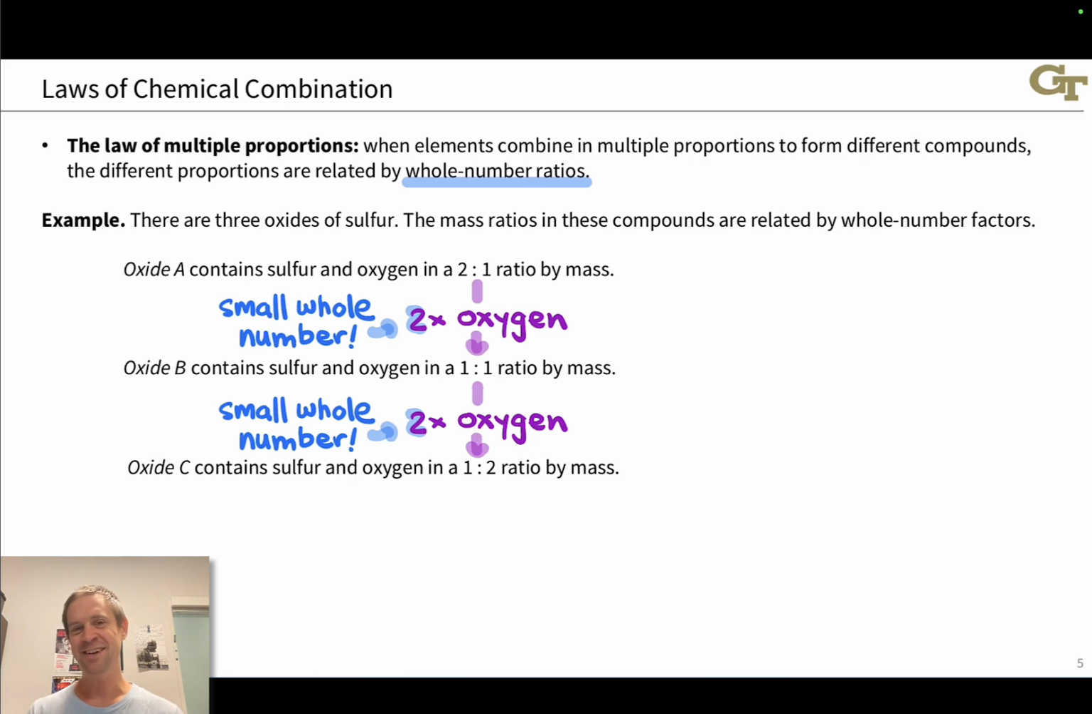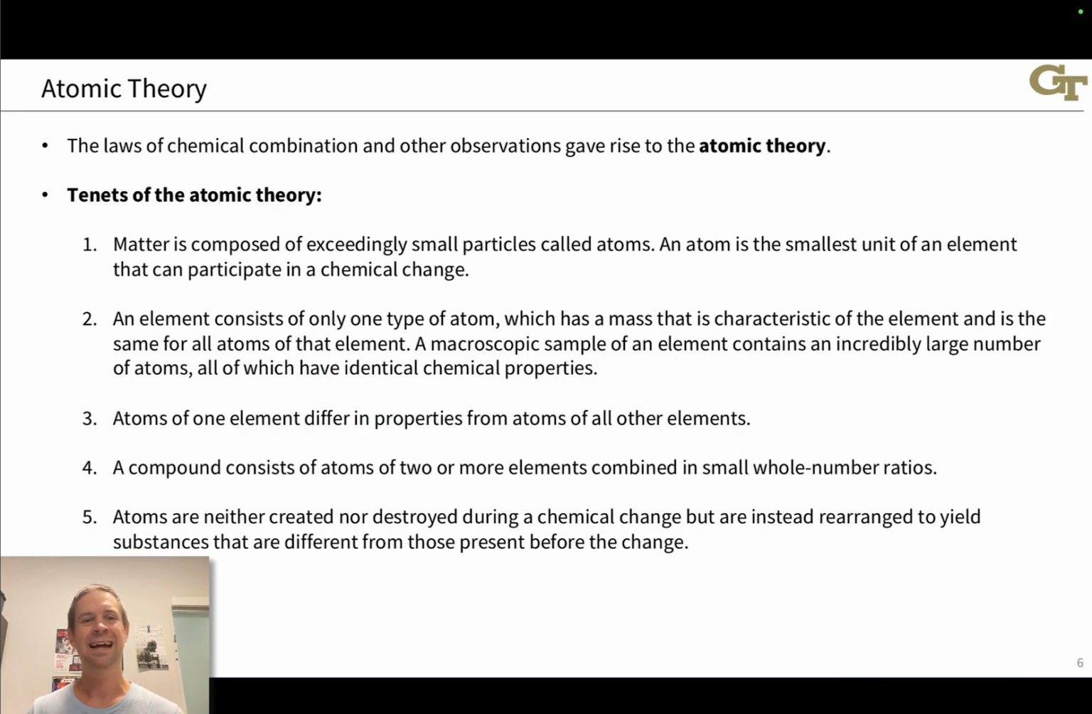What this suggests is that the elements can only combine with each other in discrete chunks, right? 1, 2, 3, 4 of these chunks can get together, and this is where these small whole number ratios come from, and really the essence of the chunk is what we now call an atom. The fundamental piece of an element is known as an atom.